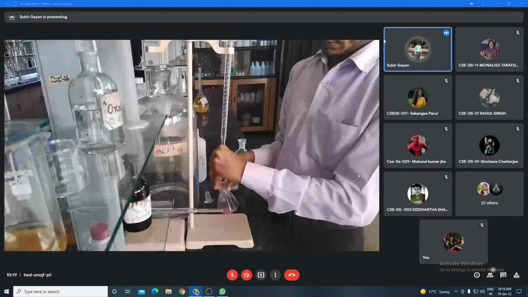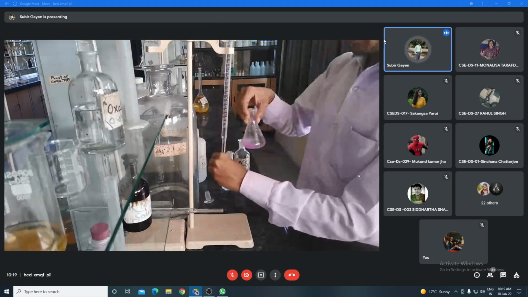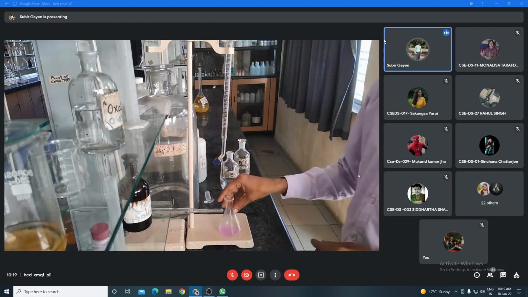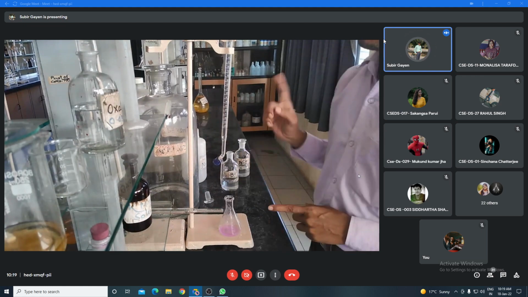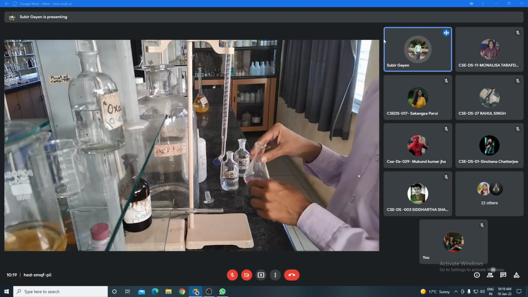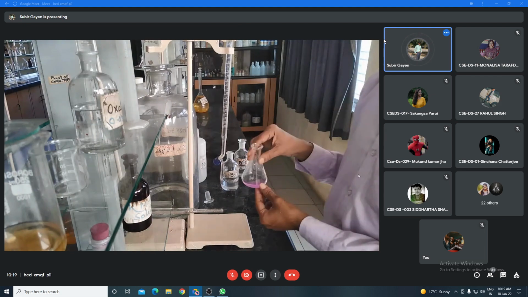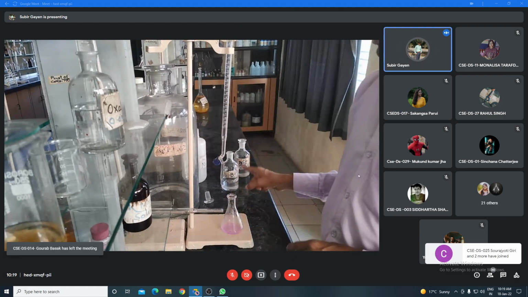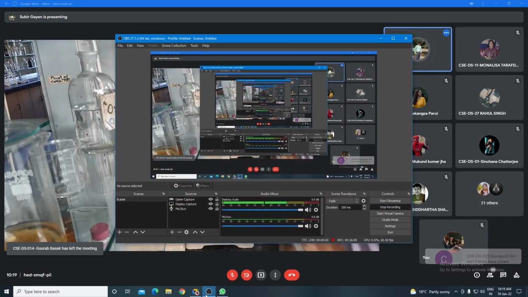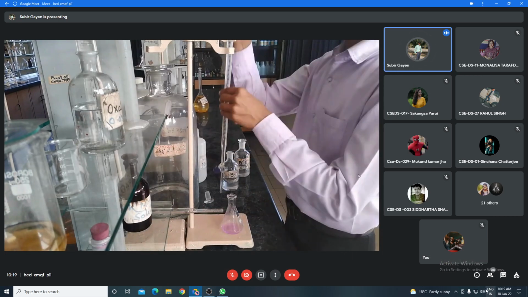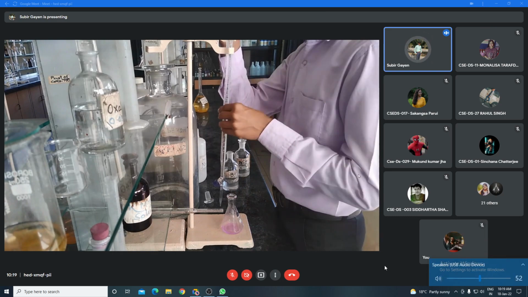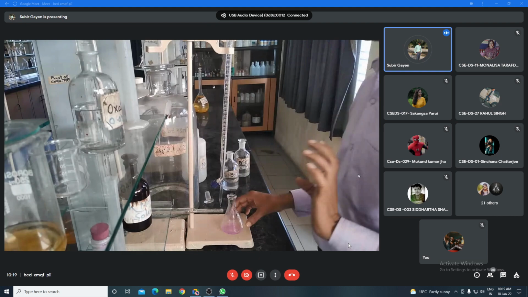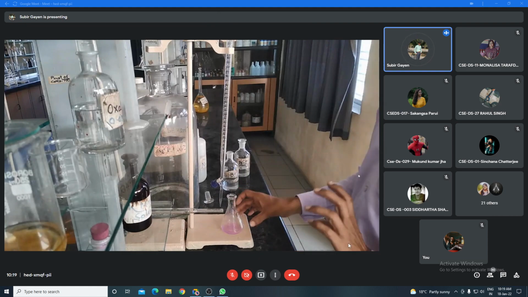Okay. So now the pink color means that all the acetic acid is neutralized by the base, and this is the extra base. That means the upper layer titration is complete. Now you will check the value, and initially the value was 0 to 7. Okay, this is the first one.